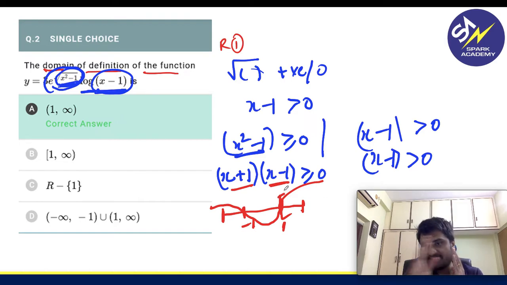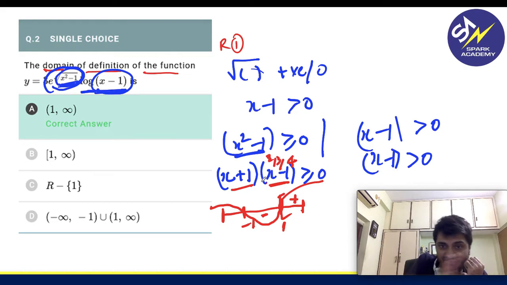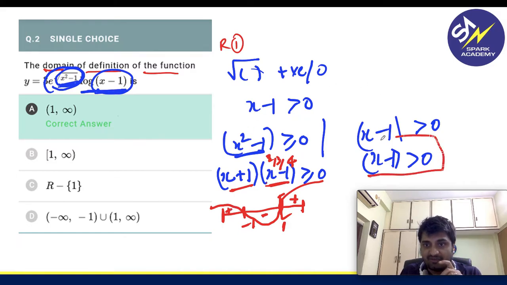Whatever value is greater than 1, for all values greater than 1, if you substitute 2 or 3 or 4, what am I getting? I'll definitely get positive, right? Between minus 1 and 1, if I take 0, I will get negative for sure. What about the values which are less than minus 1? If you take minus 2, minus 3, this will be negative, negative. Negative into negative will be positive again.